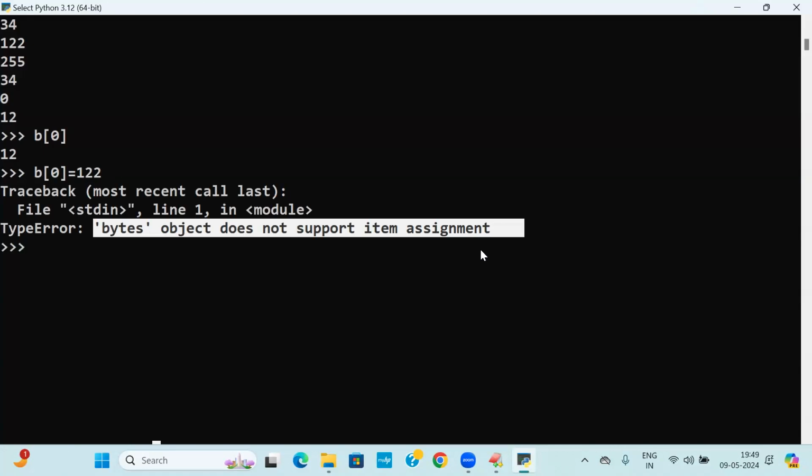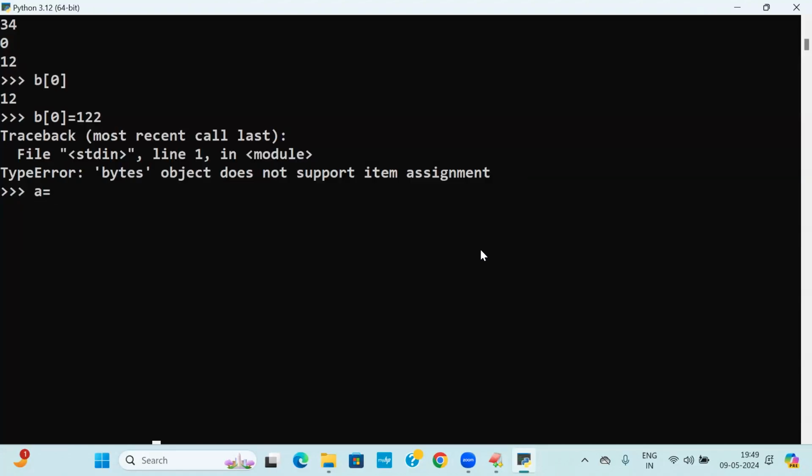Immutable objects have two properties. The value never changes at the same address. Sir, one example: look at A is equal to 10. What is the type of A? Come on, enter. Type of A, comma what? ID of A. I'm printing the memory address also.